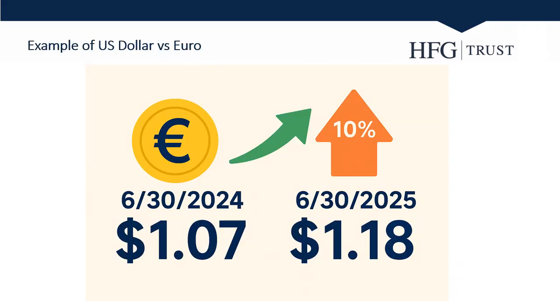So let's look specifically at the euro and what has happened over the last year. On June 30th, 2024, in order to buy €1, you had to pay $1.07 in US currency. 12 months later, it actually cost you $1.18 to buy €1. So it would be a clear example of the US dollar getting weaker against the euro by 10%.